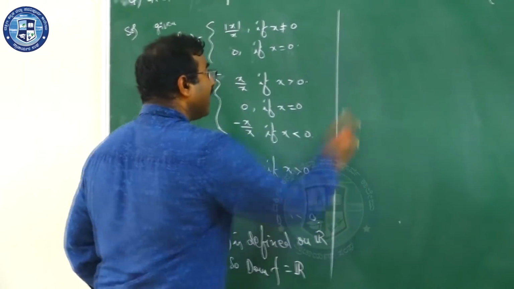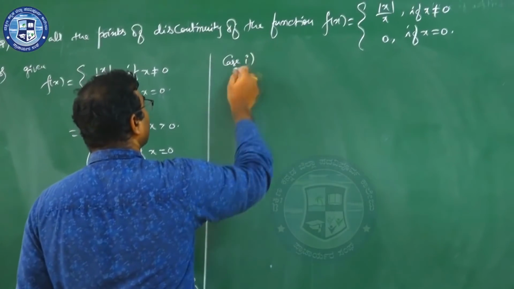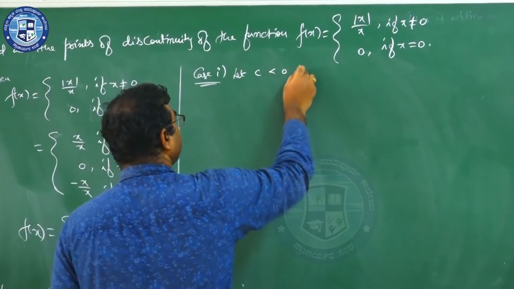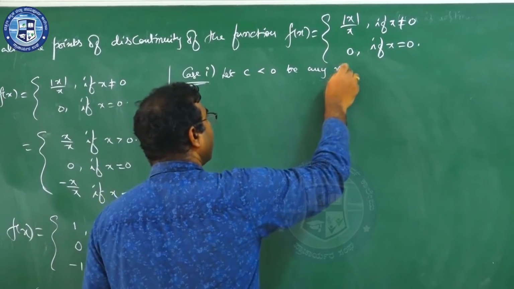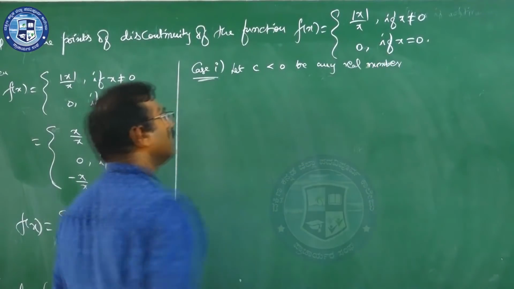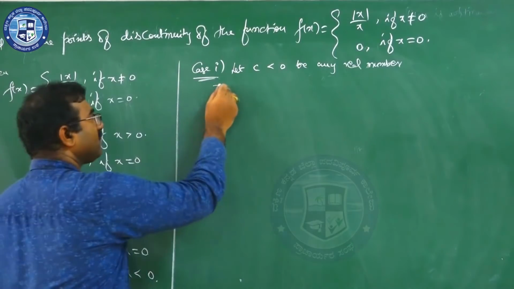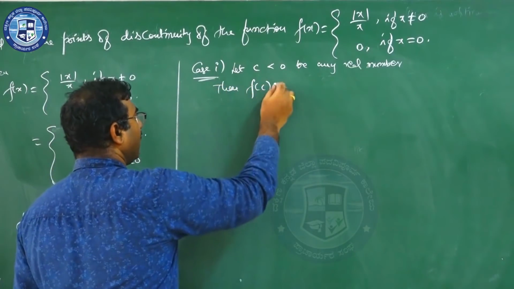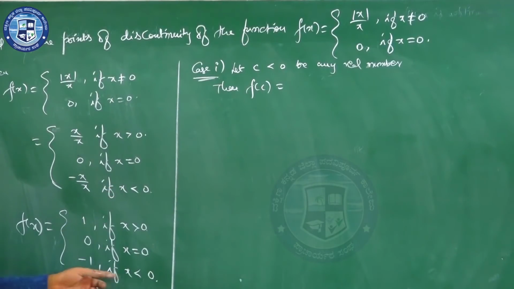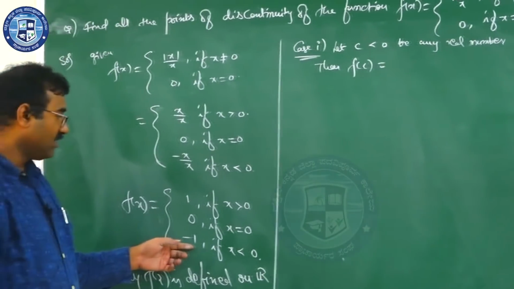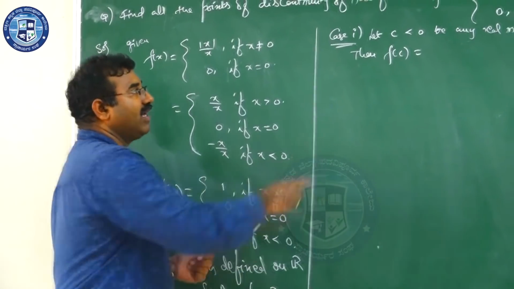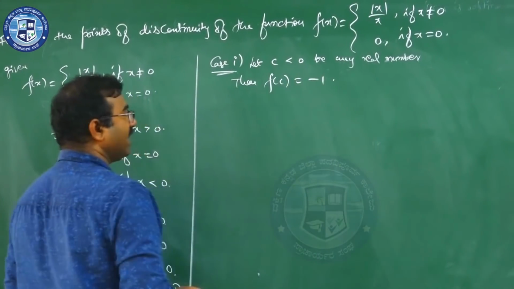Now, case 1. Let c less than 0 be any real number. Then f of c is equal to what? For all x less than 0, the function is minus 1, they have given, right. So f of c is going to be minus 1 for all negative values. f of c is minus 1.